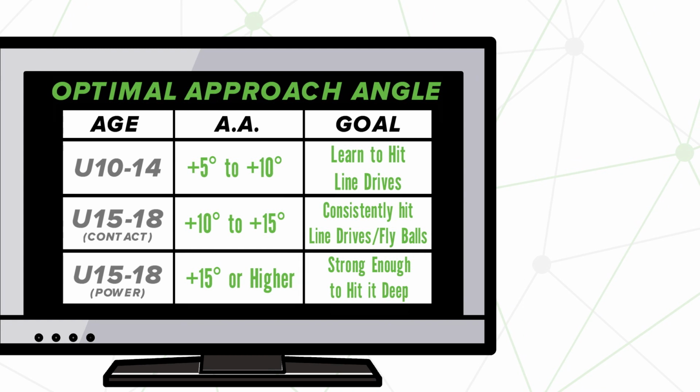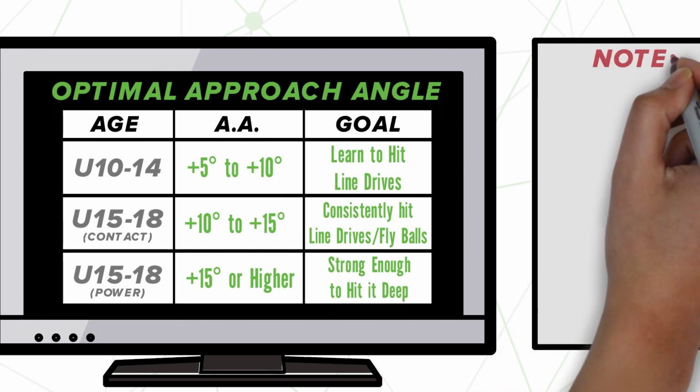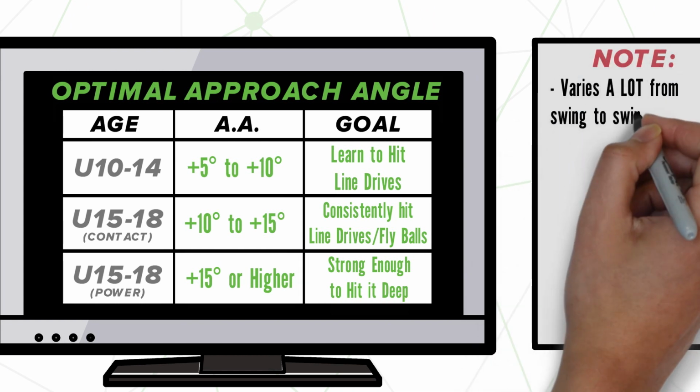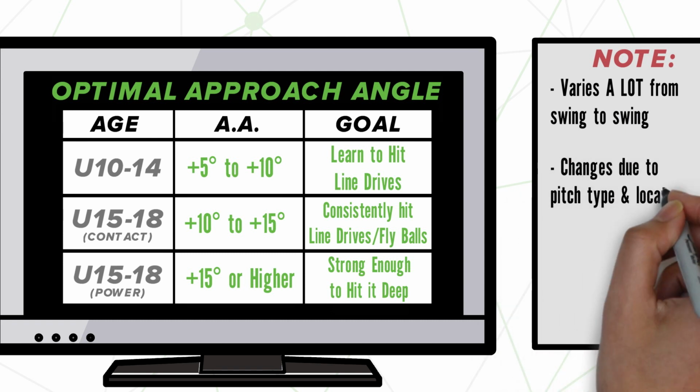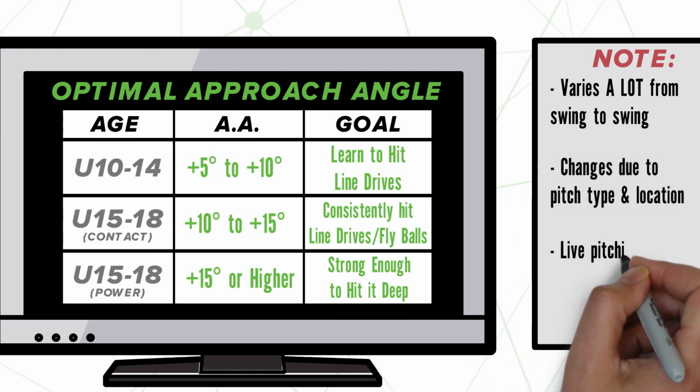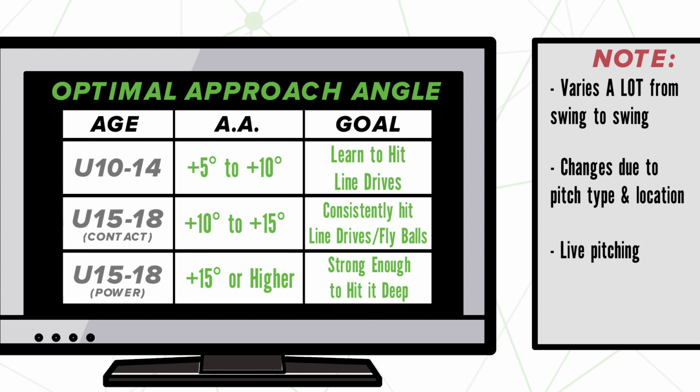To wrap things up here, this metric is going to vary a lot more than some of our other metrics because it depends on the pitch type and location. The variability of facing live pitching makes it impossible to keep this the same every single swing, but that's why we've provided the ranges here.